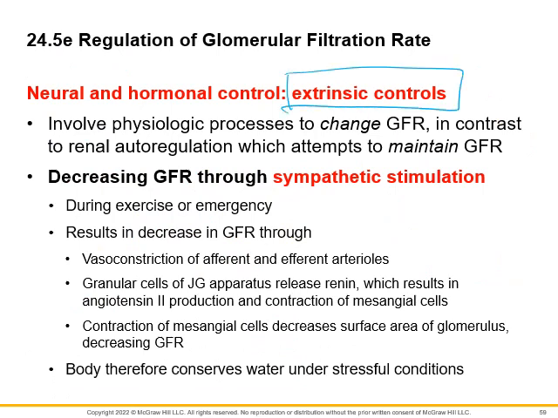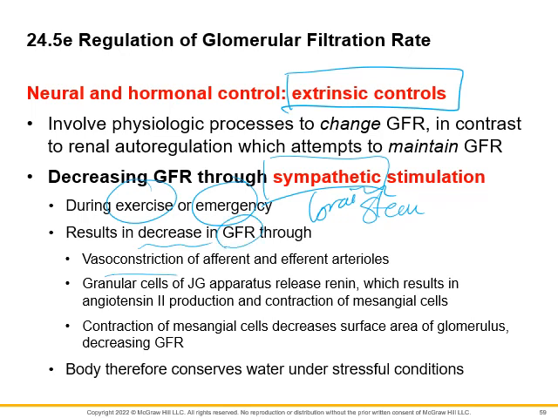There are also extrinsic controls. So as soon as I say sympathetic, hopefully we're thinking brainstem, right? So during exercise or emergency, your sympathetic nervous system is stimulated. It'll result in a decrease in glomerular filtration rate. We're going to see vasoconstriction of afferent and efferent arterioles. We're going to see the JG apparatus, specifically the granular cells, release renin, which we're going to see angiotensin. We're going to see contraction of the mesangial cells. We're going to see decreased surface area of the glomerulus and decreased filtration rate.